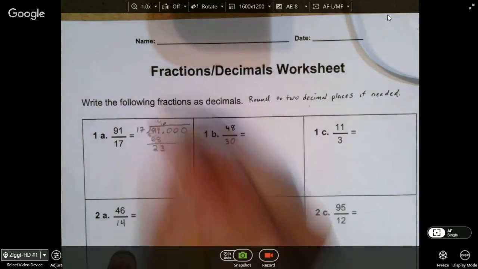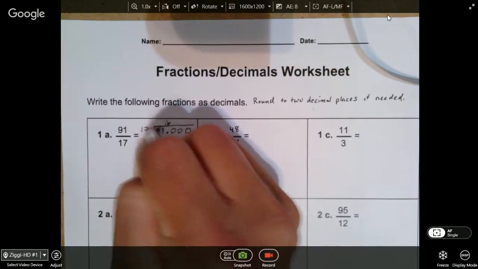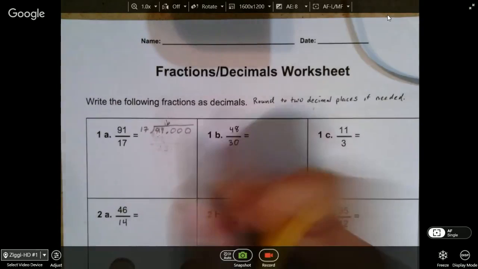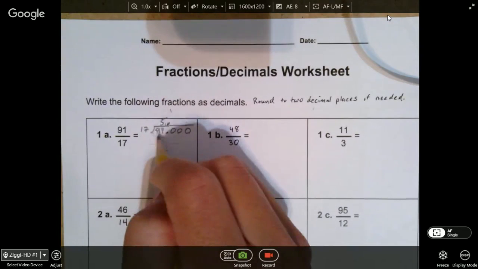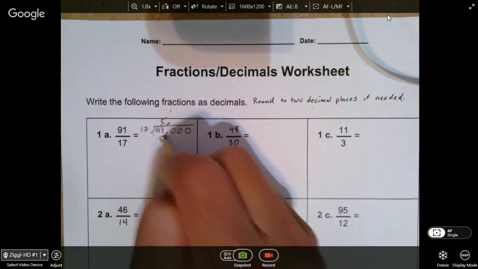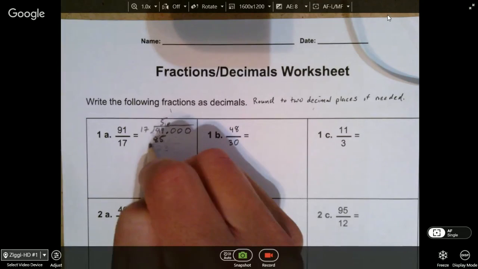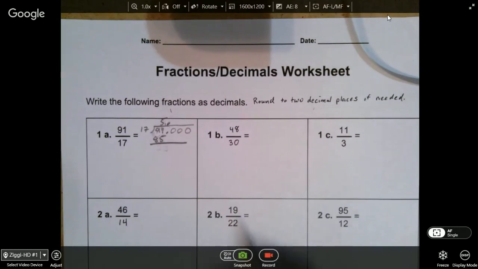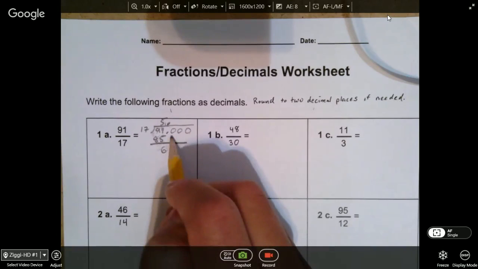Okay, so let's go ahead and erase. Okay, so instead of 4, let's go ahead and use 5. 5 times 7 is 35, so 5, carry the 3. 5 times 1 is 5, plus 3 is 8. 91 minus 85 is 6. That's less than 17, so that's a good number to use.